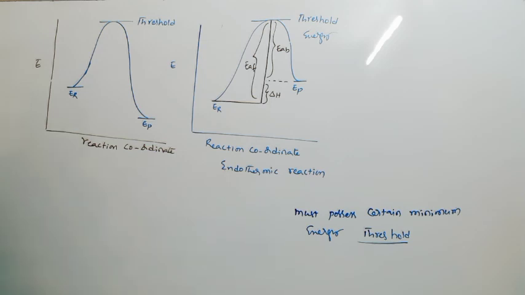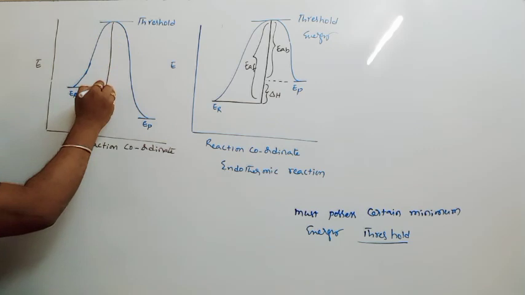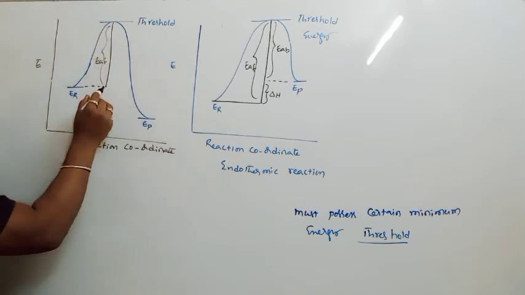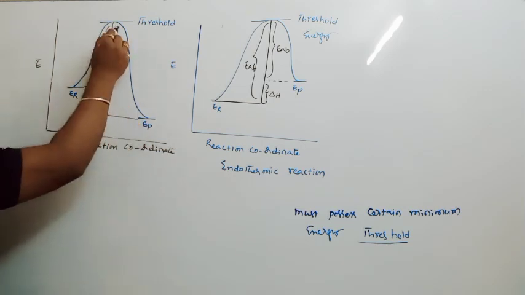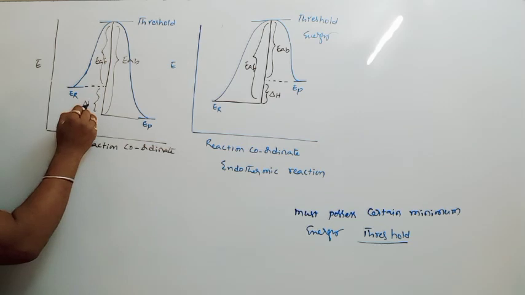Maximum point is the threshold energy. Now, the difference between normal energy and threshold energy is the activation energy of the forward reaction, and this one is the activation energy of the backward reaction, and the remaining part is delta H.